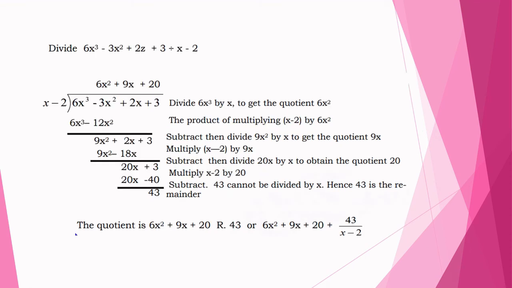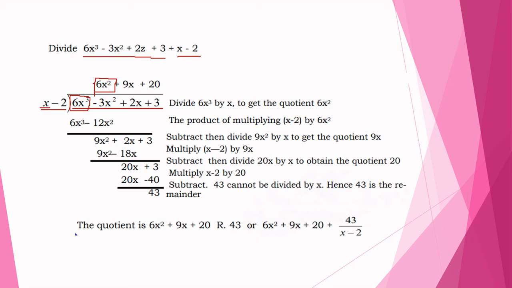Next example is 6x cubed minus 3x squared plus 2x plus 3 divided by x minus 2. So, our divisor is x minus 2 to be placed outside the division symbol. And our dividend is 6x cubed minus 3x squared plus 2x plus 3. So, the first step is to divide the first term of the dividend by the first term of the divisor. So that is 6x cubed divided by x is 6x squared. So this will be your partial quotient.